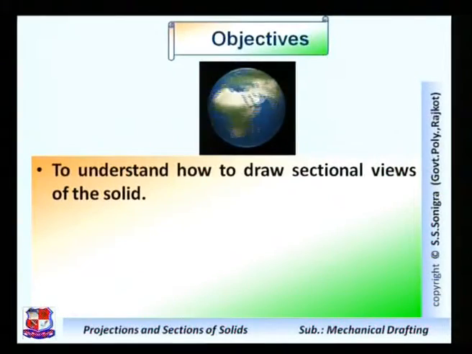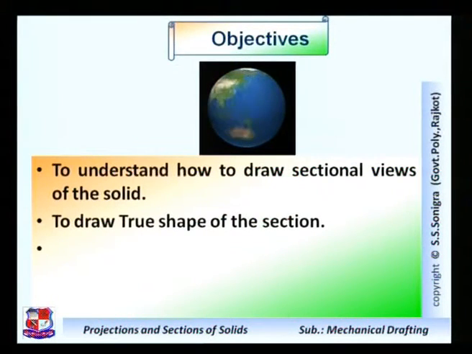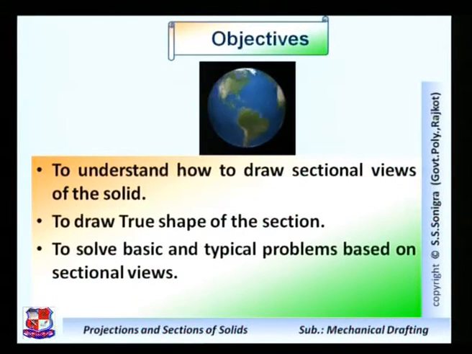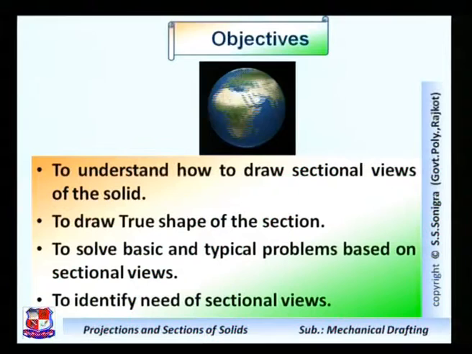The first objective for today's presentation is to understand how to draw sectional views of the solid, to draw the true shape of the section, to solve the basic and typical problems based on sectional views, and to identify the need of sectional views. In this outline, today we will solve the problems and the theoretical background based on sections of solids.